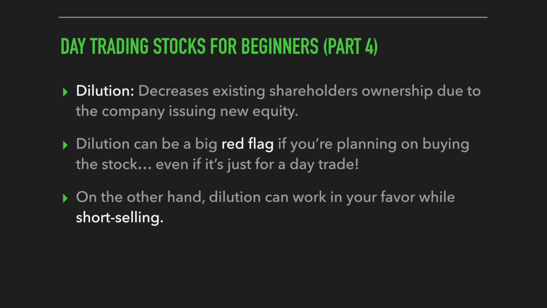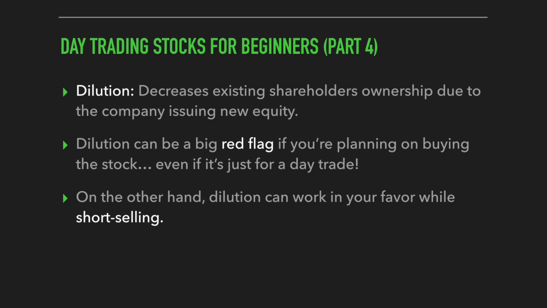Now, moving on from those filing types, there's another thing that you always want to look for when you're looking into a company's fundamentals and diving into their actual filings themselves. And that is what is known as dilution. Dilution essentially decreases existing shareholders' ownership due to the company issuing new equity. Basically, what that means is dilution can be a big red flag if you're planning on buying the stock, even if it is just for a day trade.